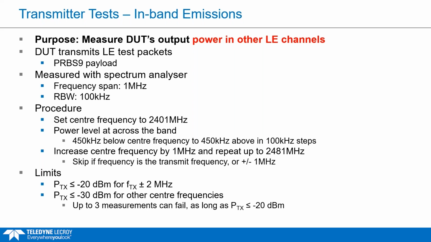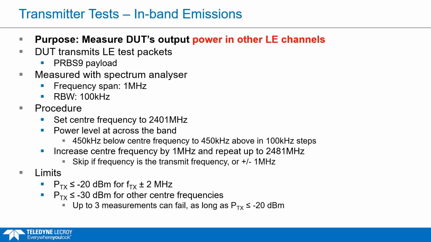And we do that measurement across the whole band, but we skip the transmit channel that we're using because this is emissions in the other channels. And we skip that band plus or minus 1 megahertz. So for those 3 frequencies, we don't do a measurement.